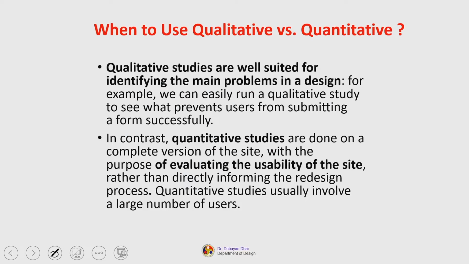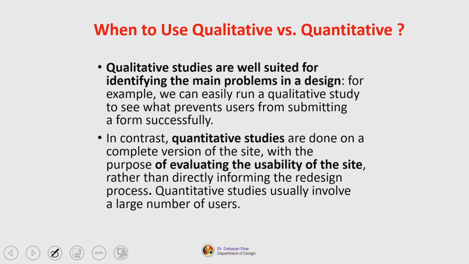Now, the question is, when do we go for qualitative and when do we go for quantitative? The last cycle that we talked about, the iterative design cycle, will give you a glimpse of when we go for each one of them. Qualitative studies are well suited for identifying main problems in a design. The problems are issues, the gaps, the frustrations, right. So, qualitative studies are used to identify these main problems.